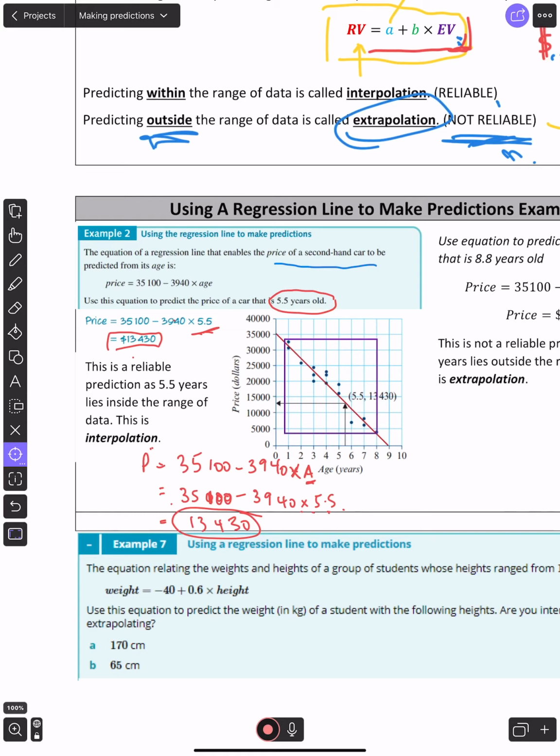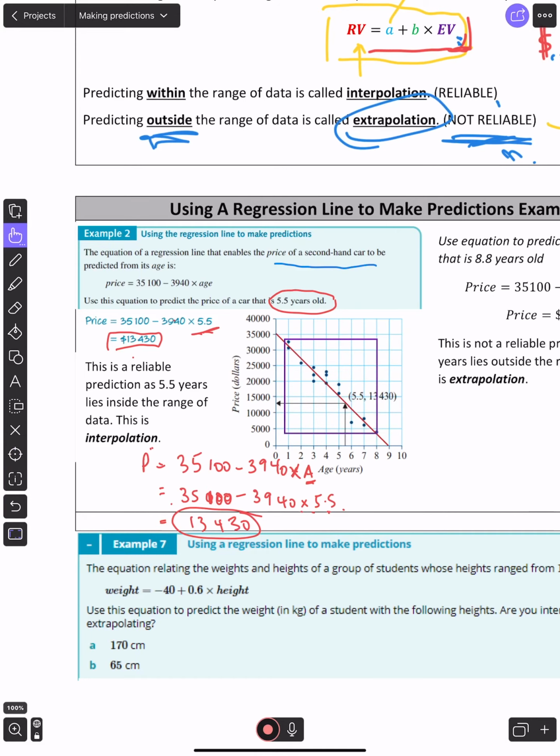All right, so if I'm predicting for 5.5, I can see visually that the first age of the car was 1, and the oldest car that I had was 8 years old. So if I'm making a prediction of 5.5, that's clearly within the range of my data. So we say that this is interpolation because it's within the range of the data, and we say that this is reliable because I have data around these values, and it's just a much more reliable prediction because I can see what's happening.